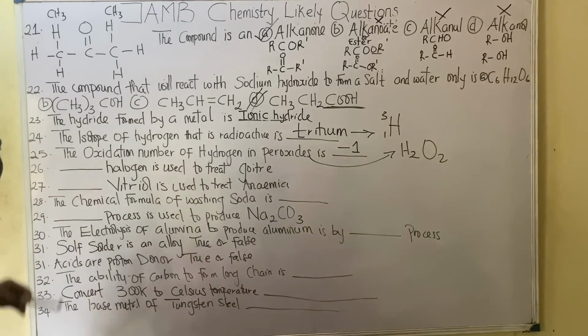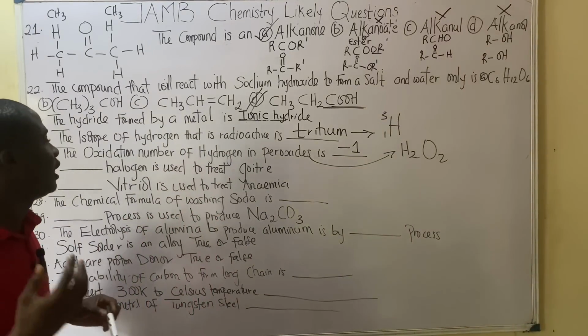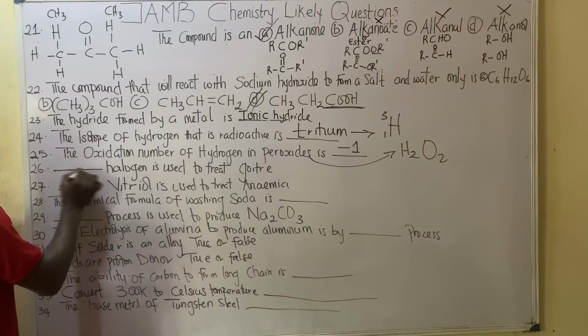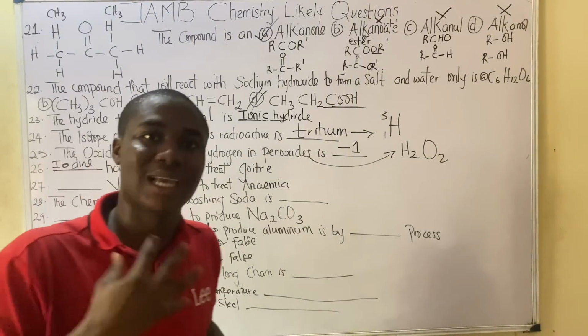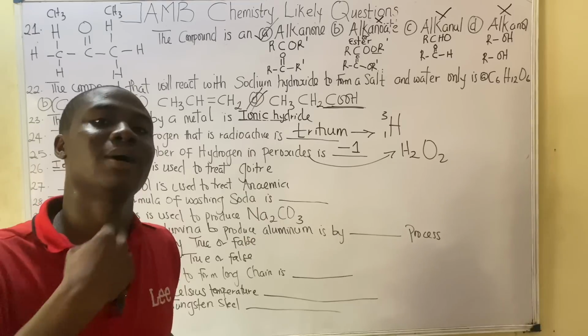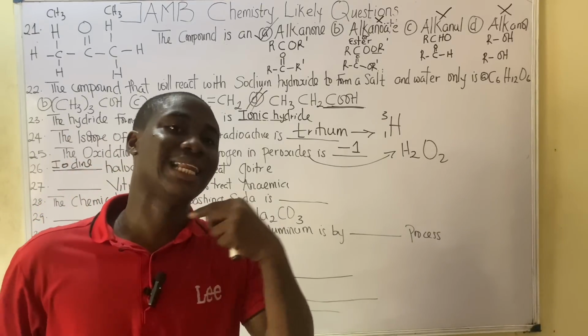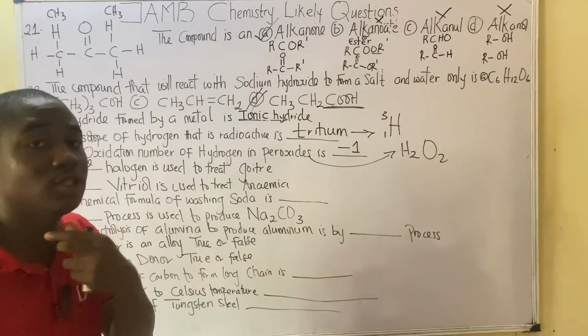So question number 26 says dash halogen is used to treat goiter. The halogen here is iodine. Goiter is a condition that affects the thyroid gland. Remember, the thyroid gland is located at the neck region. Do you understand? The neck region of the body.